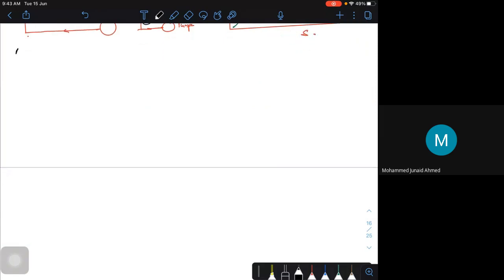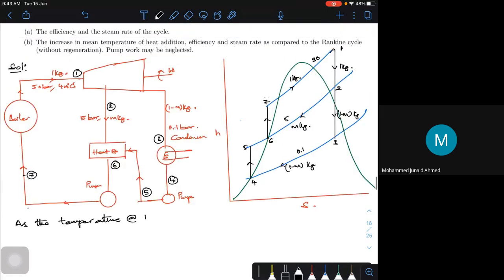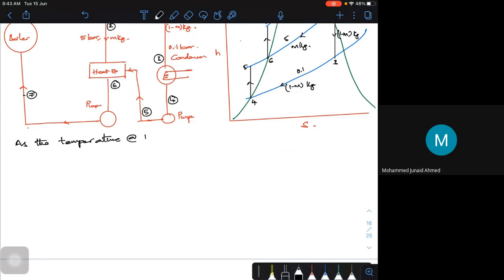So as for the temperature at point 1, which is 400 degrees Celsius, it is greater than the saturation temperature at 30 bar. So the condition of the steam is superheated. So the steam is superheated.